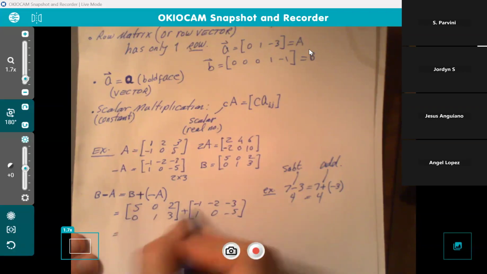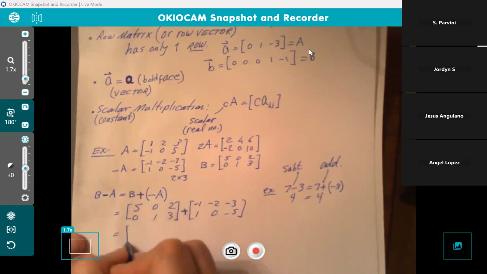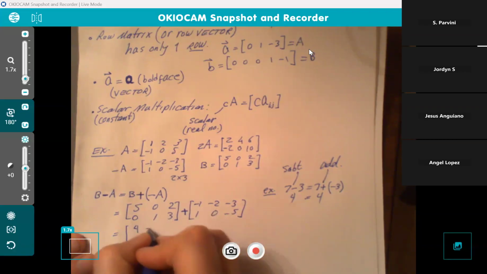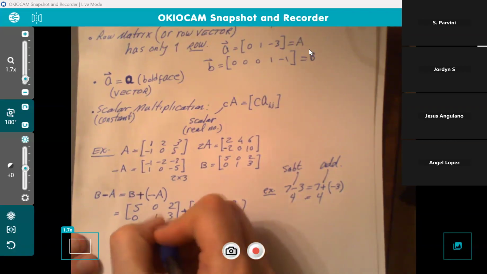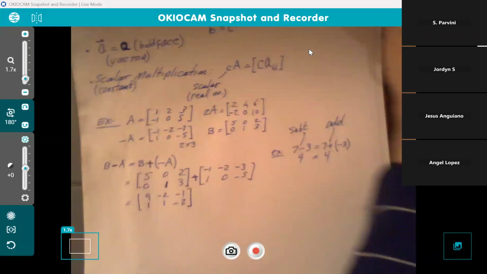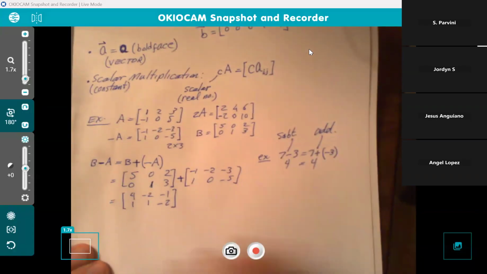So we're going to do that. 5 and -1 add together, so the first element is going to be 4. Then we have 0 and -2. Those add together, leaving us with -2. And then we have 2 and -3, that's -1. 0 and 1 makes 1, 1 and 0 is 1, 3 and -5 is -2. And there you go. So it is possible to subtract matrices. So we have addition and subtraction so far, and we just saw an example of scalar multiplication.